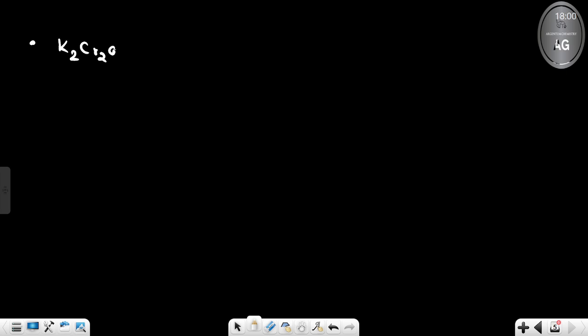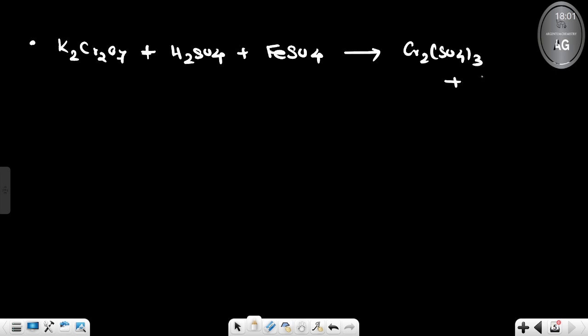K2Cr2O7 plus H2SO4 plus FeSO4, ferrous sulfate. So what will be formed? The common products: Cr2(SO4)3 plus K2SO4 plus water plus, 3 times, ferrous plus 2. So this will go to plus 3. So this will go to Fe3. Sorry. Fe2(SO4)3. Done.